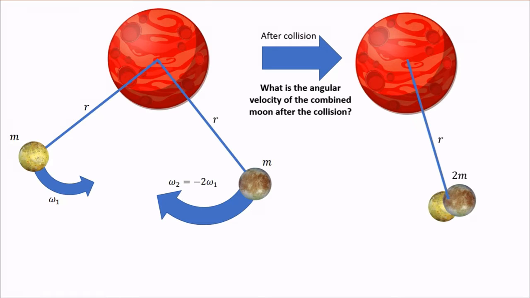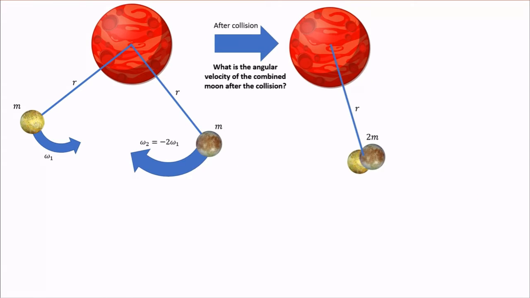Let's figure it out in terms of omega 1, the angular velocity of the moon on the left. Also, we are going to ignore any effects of gravity that the moons might have on each other. To solve this problem, we are going to use the fact that the initial angular momentum will equal the final angular momentum. After all, no torques are being produced from outside these two bodies.